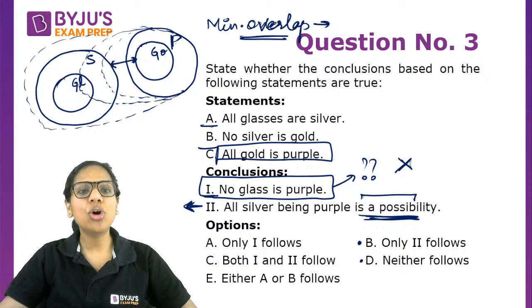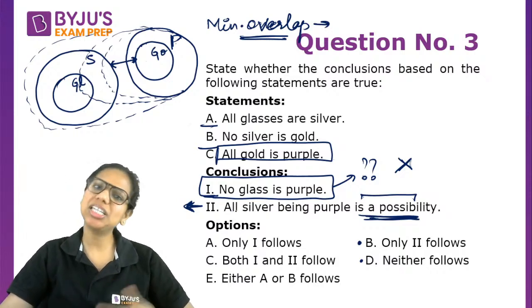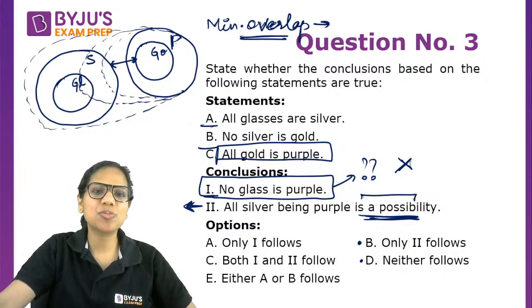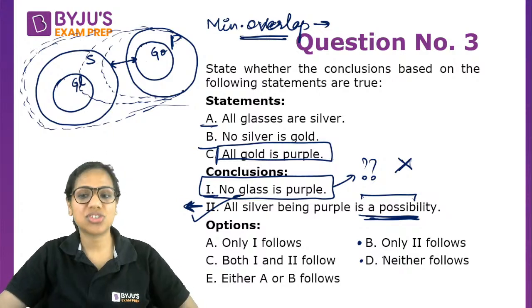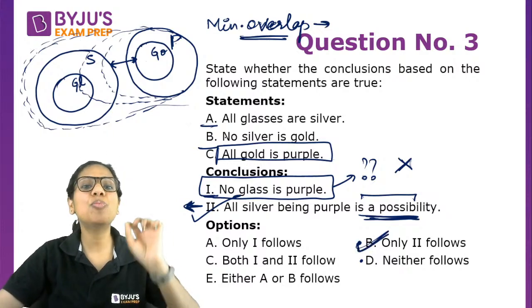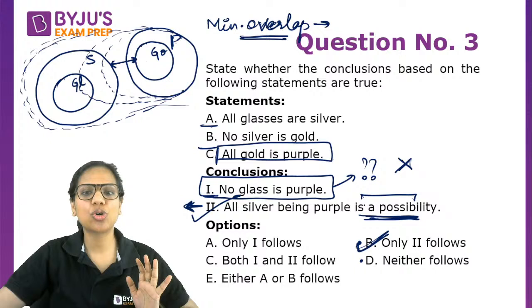Now, all silver being purple is a possibility. I just showed you this possibility. That possibility definitely exists, that all silver can be purple. So B follows. This is a possibility. It's not a certainty that all silver is purple.